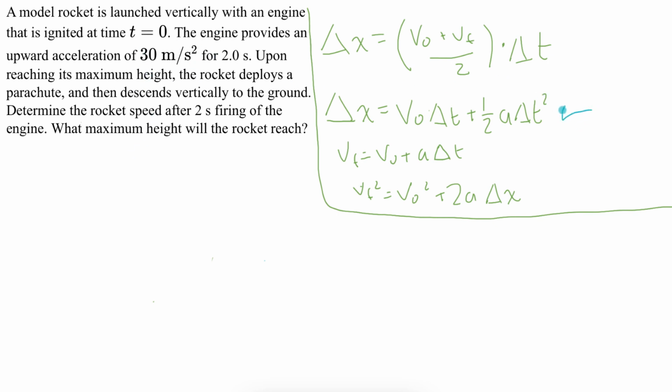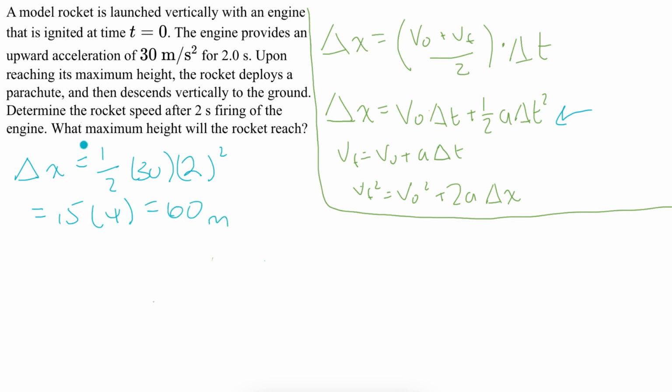So we should probably use this one, since it gives us the displacement given the initial velocity, time, and acceleration. So you have the displacement is equal to, we don't have an initial velocity, that's 0. So it's just 1/2 times the acceleration, which is 30, and then times the time squared, 2 squared. And this is equal to 15 times 4, which is equal to 60 meters. Now that's the displacement when it's accelerating.